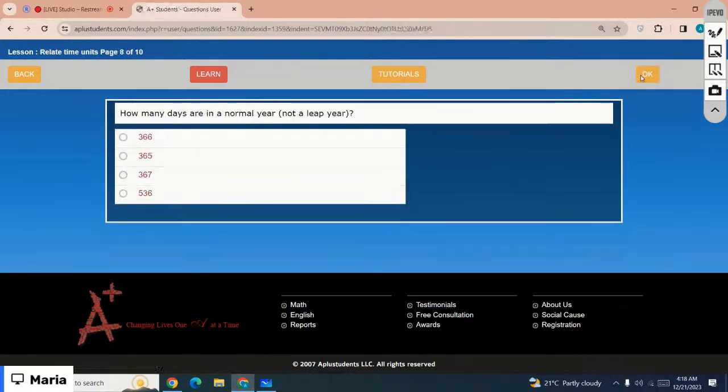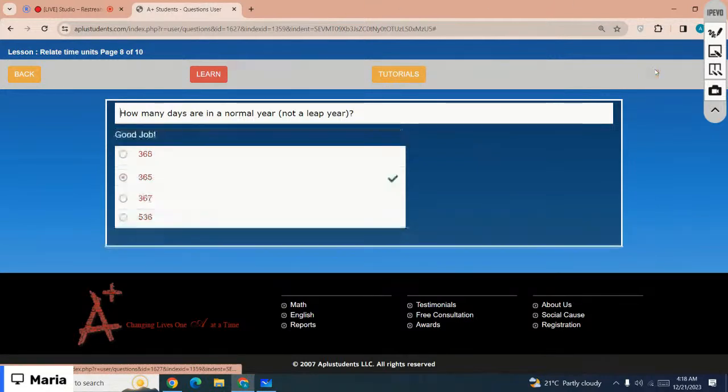How many days in a normal year, not a leap year? The correct option is there are 365 days in a normal year, right? Because in the leap year you have one more day. So the normal year must have 365 and the leap year has 366 days. Got it?